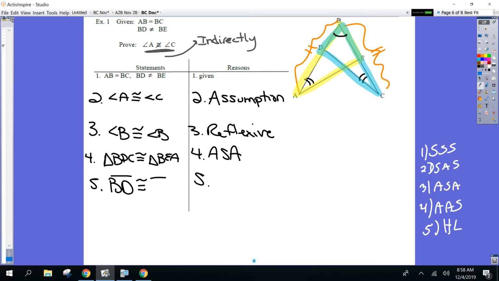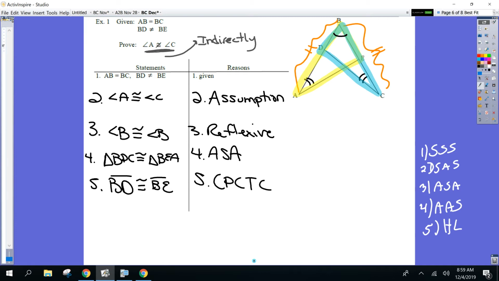Your paper might catch on fire right now. Why is that statement true? By CPCTC, and I'm scared now. I'm real nervous. Look at your proof. Look at my proof. Something's wrong here. What's the issue we're having? The given said they weren't, and you just proved they were. That's a little something called a contradiction, isn't it?